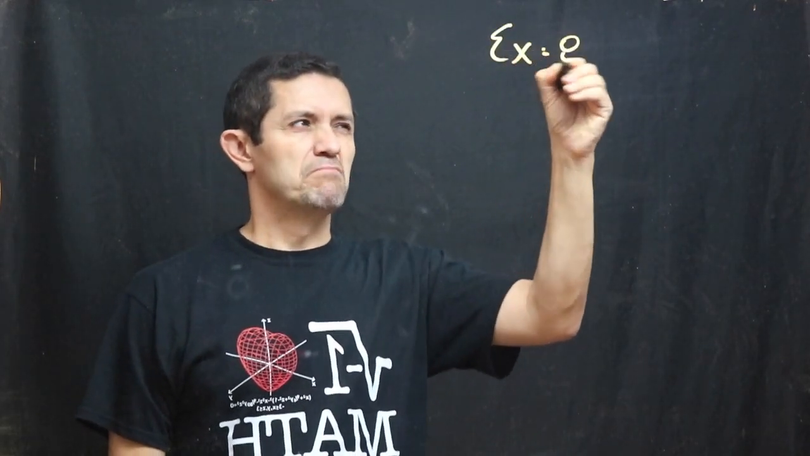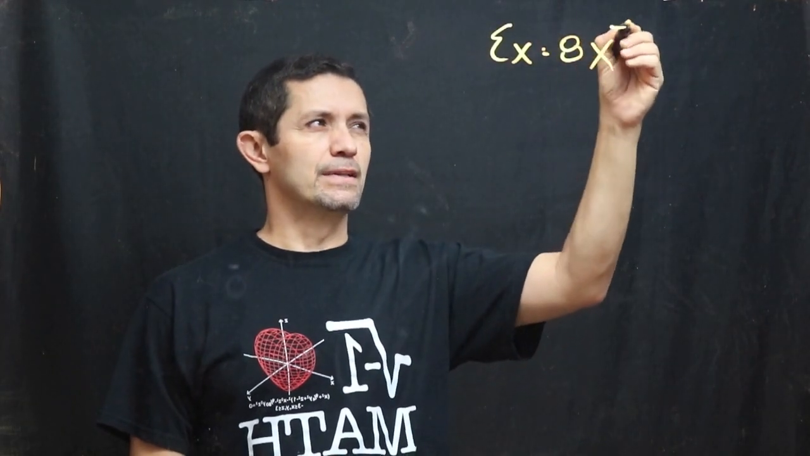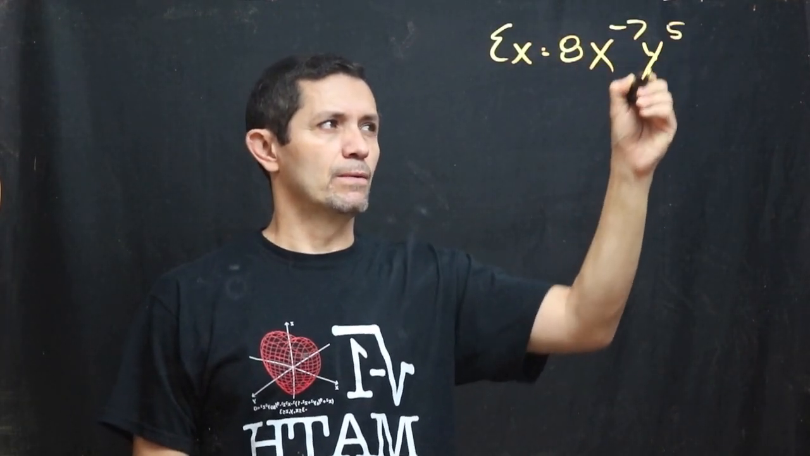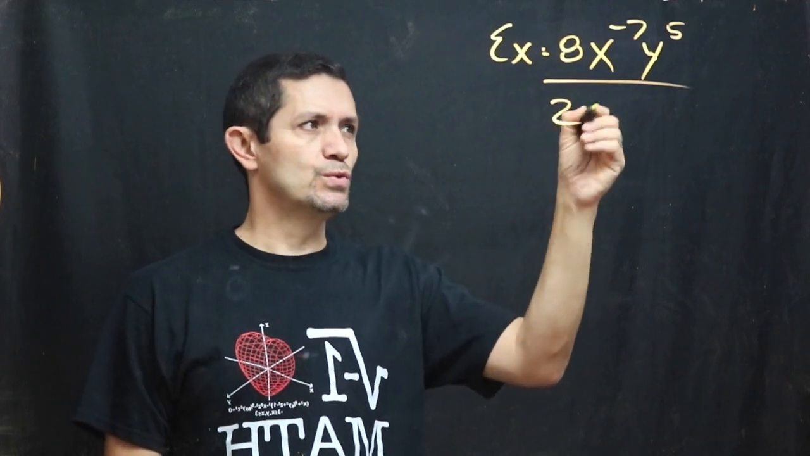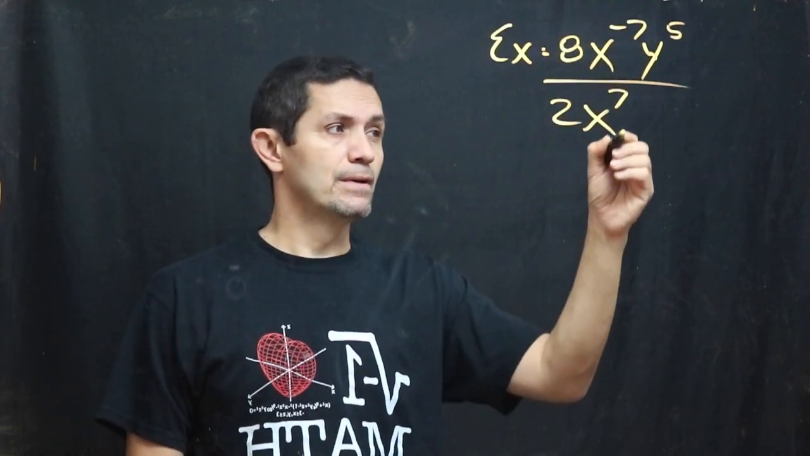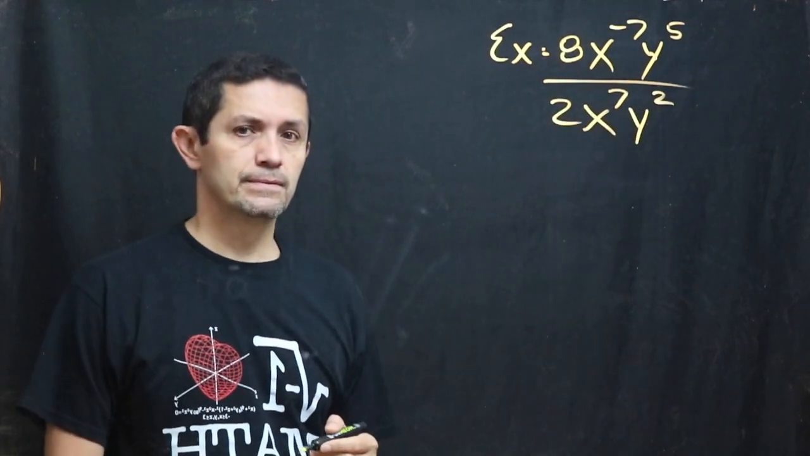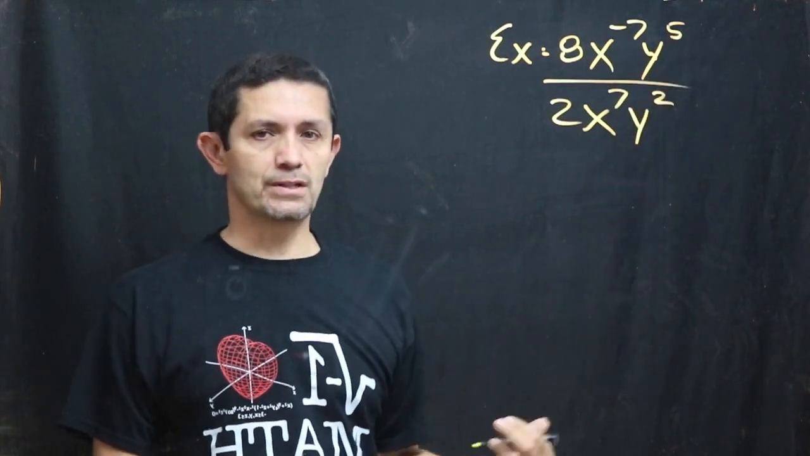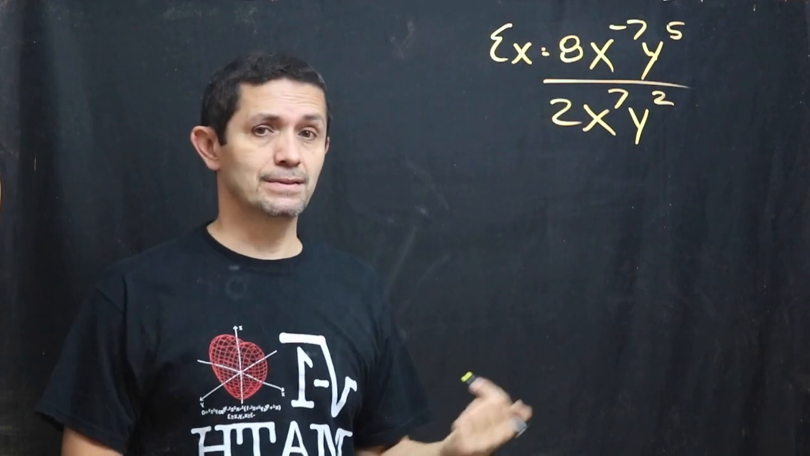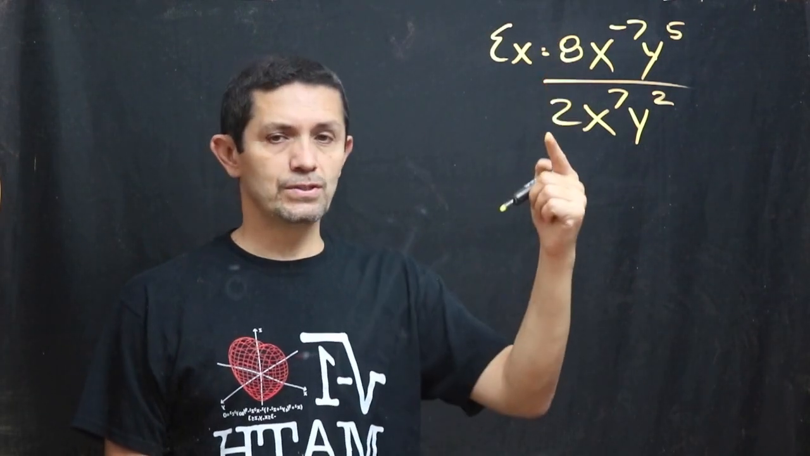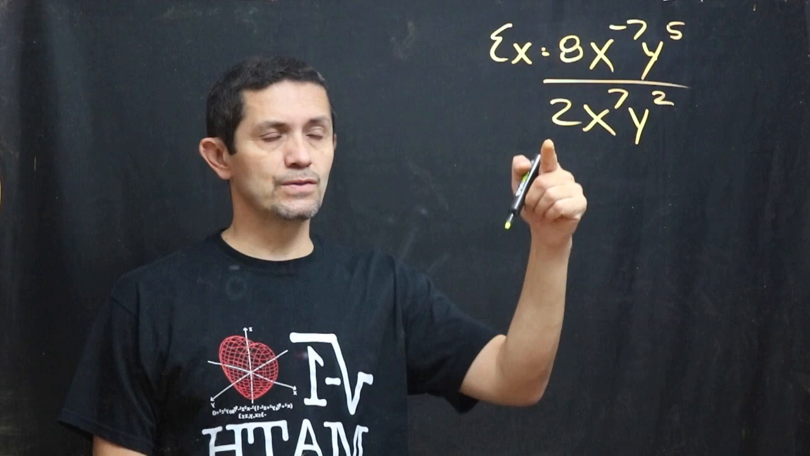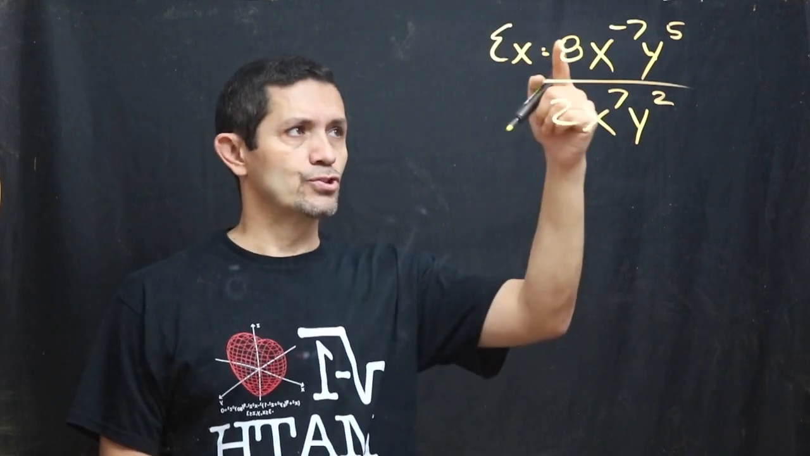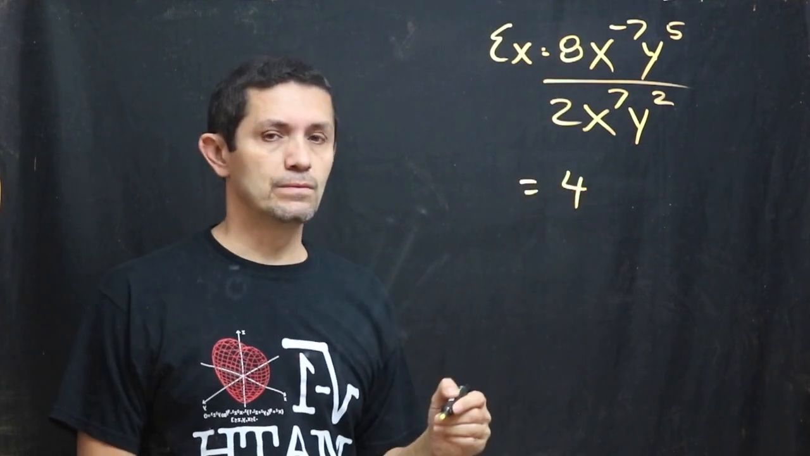Now let's work on one with negative exponents. So let's say that I have 8x to the negative 7, y to the 5th power, divided by 2x to the 7th power, y to the 2nd. Common mistake, because people are getting used to subtracting the exponents. They'll say, oh, 8 minus 2 is 6. No, when you have coefficients, numbers in front of the variables, those divide or multiply regularly. So 8 divided by 2 is 4.